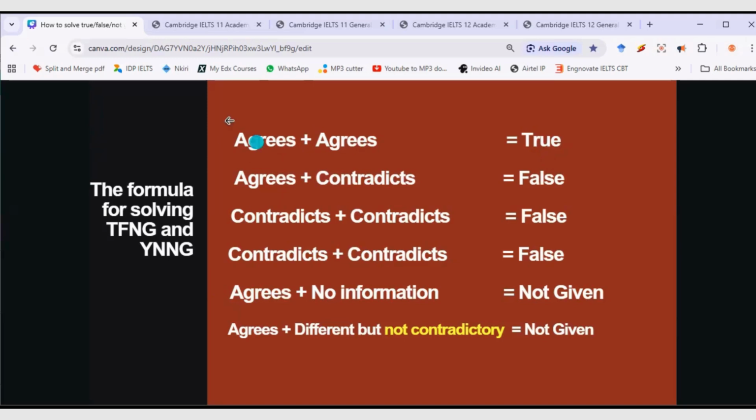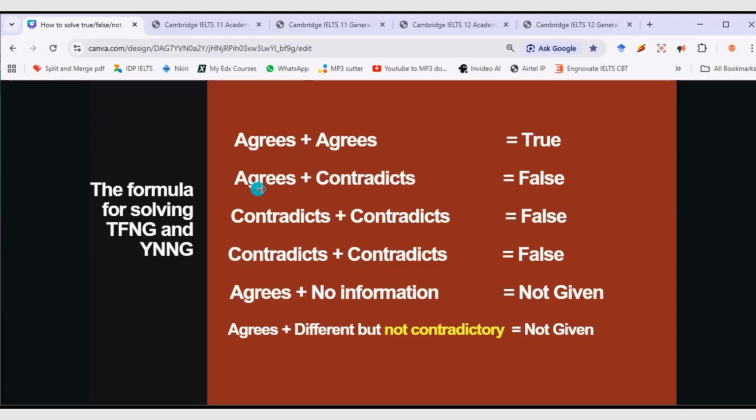So if one part of the question agrees with the information in the passage, and the other part of the question agrees with the information in the passage, then the answer is going to be true.